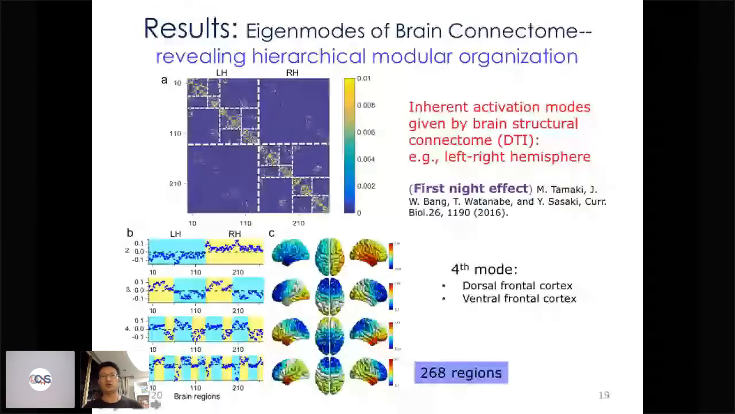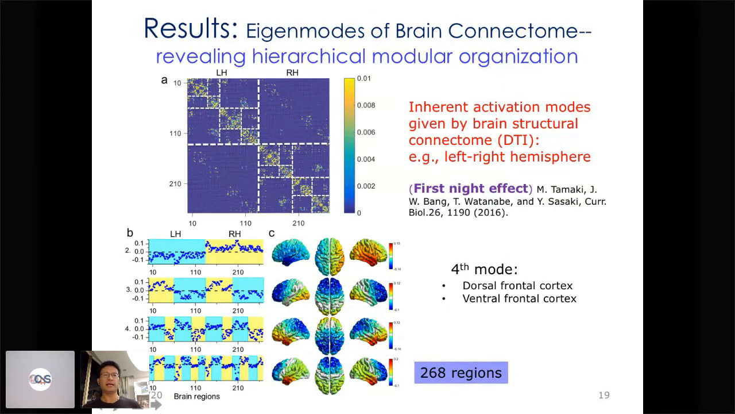Now I come to show you the eigenmode analysis. This is the analysis based on the structural connectivity. The first mode, not shown here, is uniform. It corresponds to the global synchronization. And then when you come to the second mode, you can see some of the components have positive values and the other components have negative values. Very interestingly, when we group them together, we found that the negative and the positive components correspond to the two hemispheres, the left and right hemisphere.